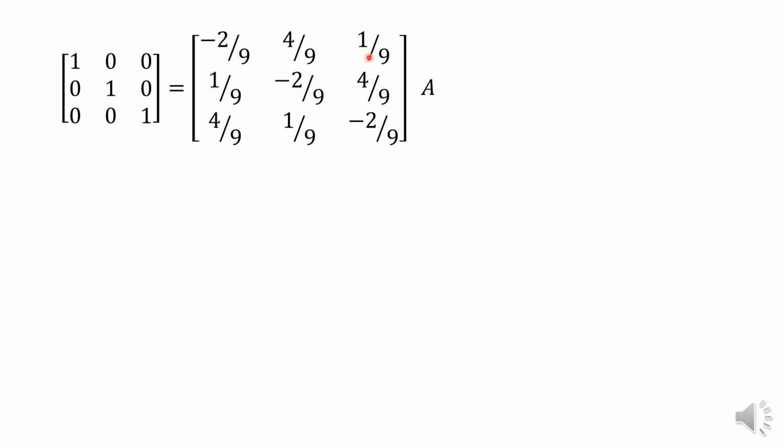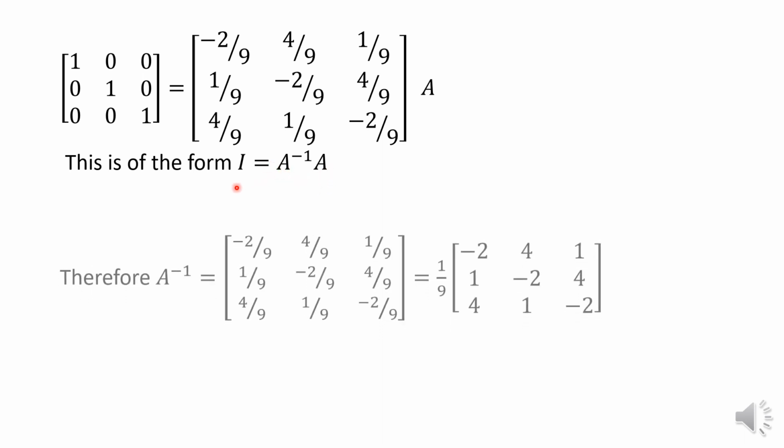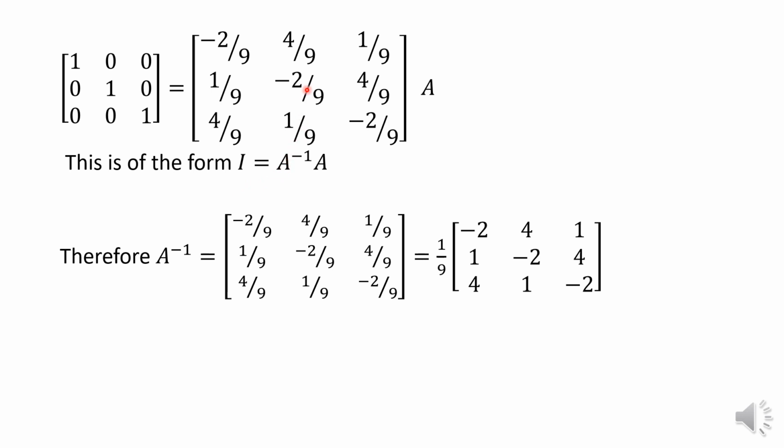We are going to call this B, so that the product A into B is equal to the identity matrix. Product of two matrices equal to the identity matrix means this new matrix is the inverse of A. This is your I, identity matrix, equal to this big matrix, which is A inverse into A. A into A inverse is equal to I. Therefore, in place of A inverse, we have this matrix. Therefore, the inverse of A, that is A inverse, is equal to this matrix.